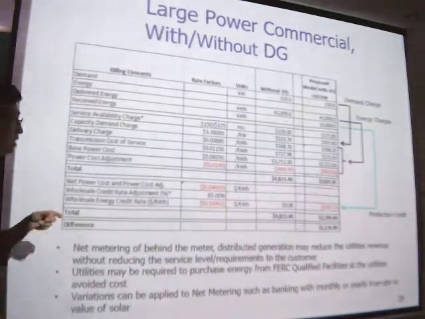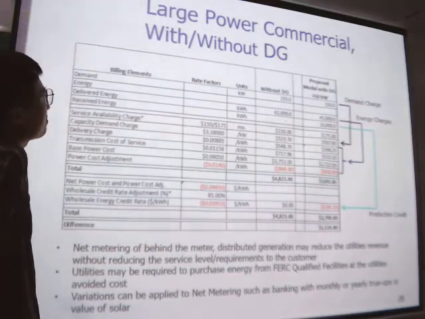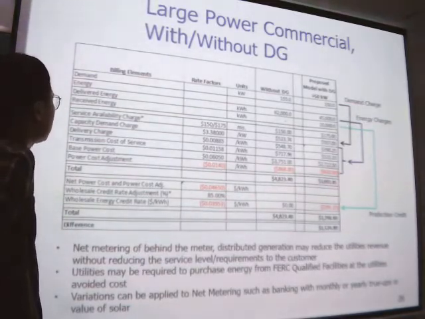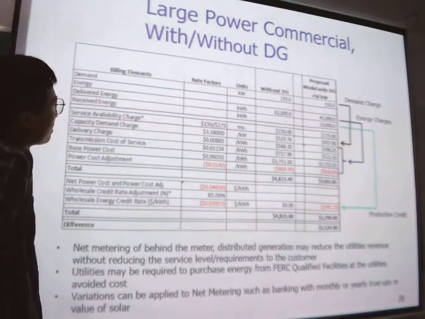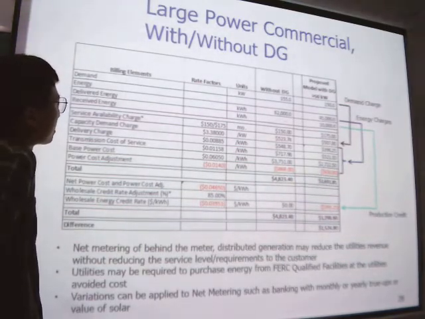Okay, so here are the commercial prices, okay? Demand charge, zero charge. This is very complex.